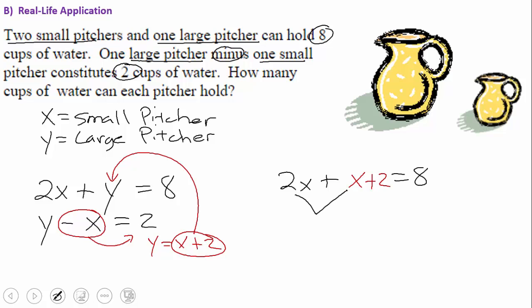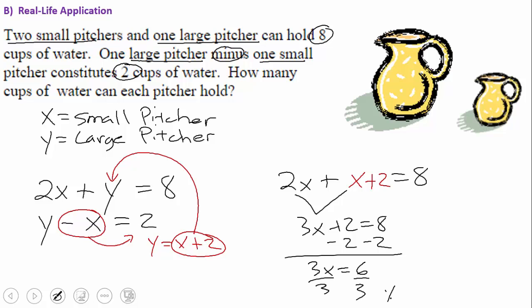Now when we combine like terms, I have 3x plus 2 equals 8. Subtracting 2 from both sides, 3x equals 6. Divide by 3, x equals 2. What does that tell us? That tells us that the small pitcher is 2 cups, doesn't it?